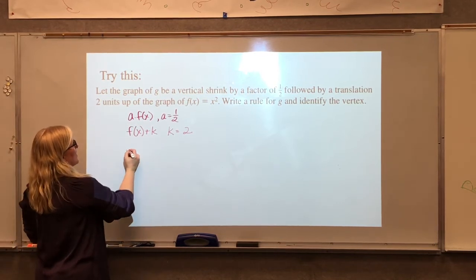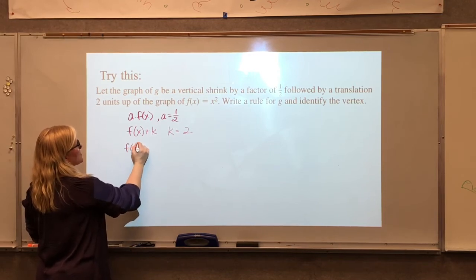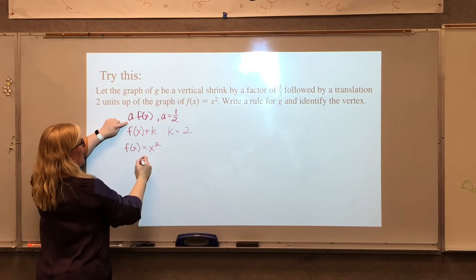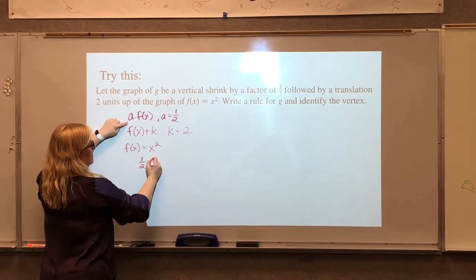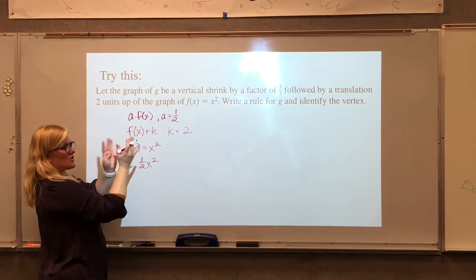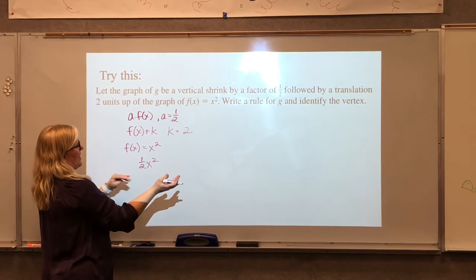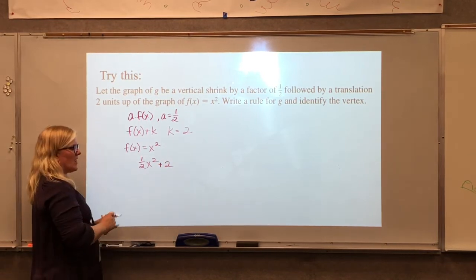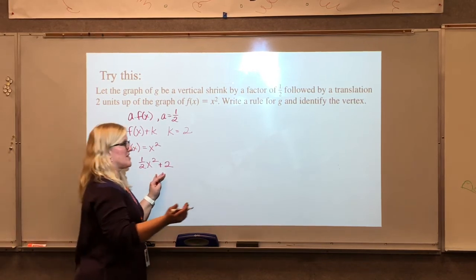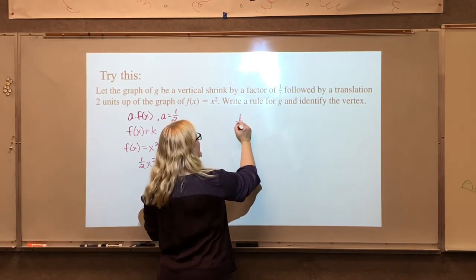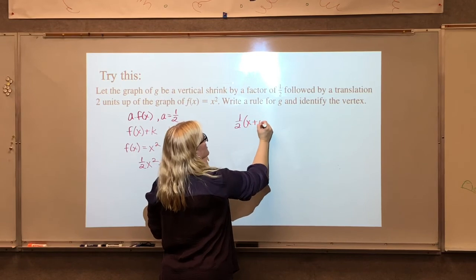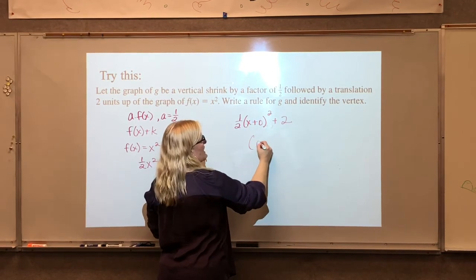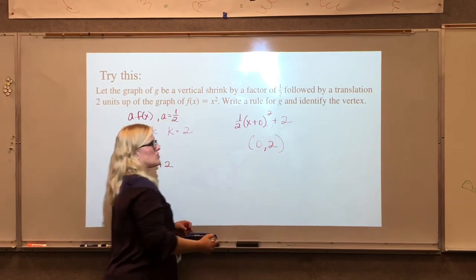All right, so again, here's f of x is x squared. I multiply 1/2 to it to make it shrink, okay? And then I have it go up 2. And again, how do I write this in vertex form? Well, I have 1/2 times (x plus 0) squared plus 2. So my vertex is (0, 2).